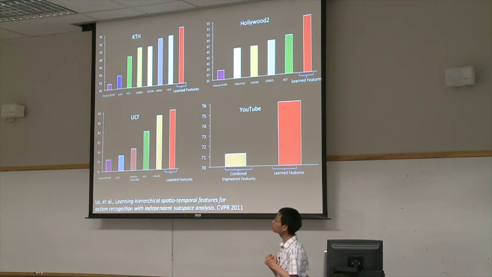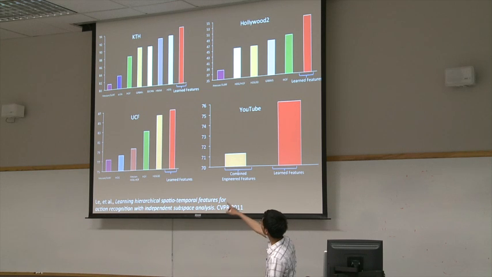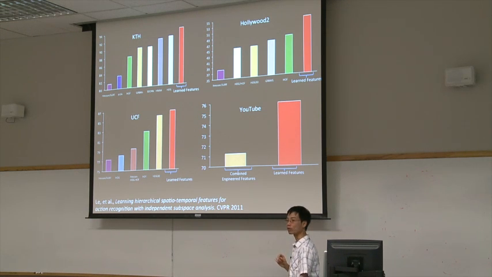And what's surprising is that the learned feature representation that we have turns out to outperform a wide variety of features that people have engineered. So for example, HOG, HOF, and so on, we outperform all of them. And not only on one dataset, we actually outperform on 4 datasets. And these are the most famous ones that people care about.